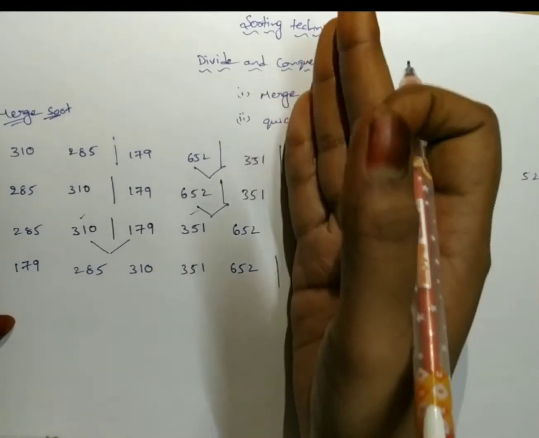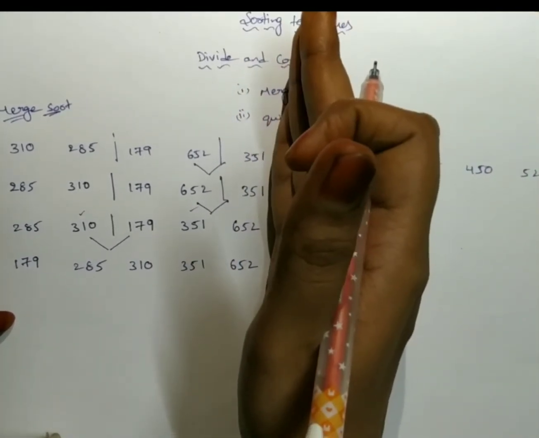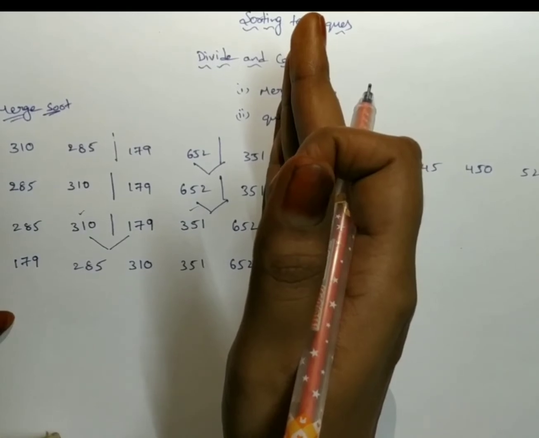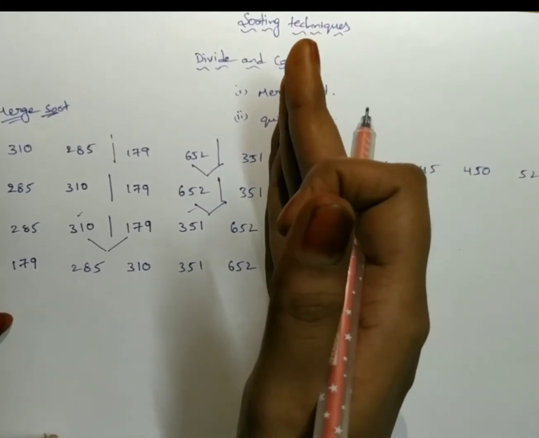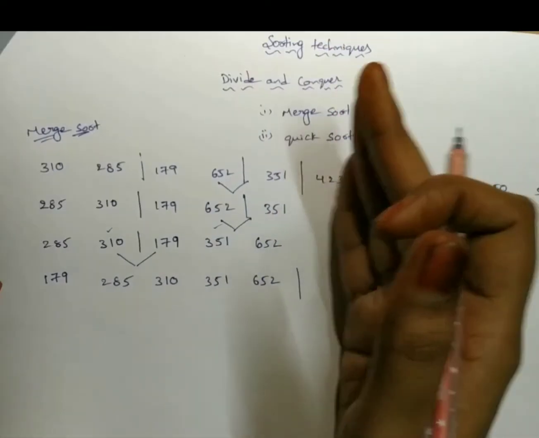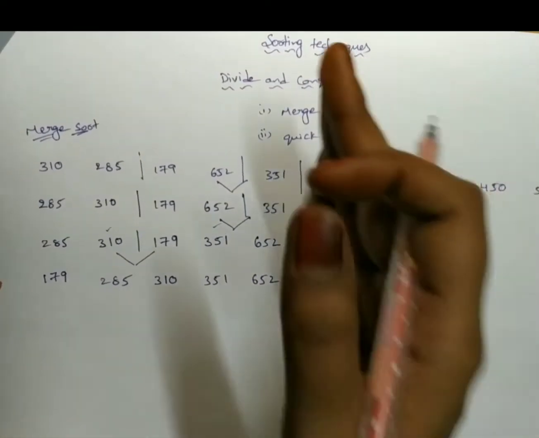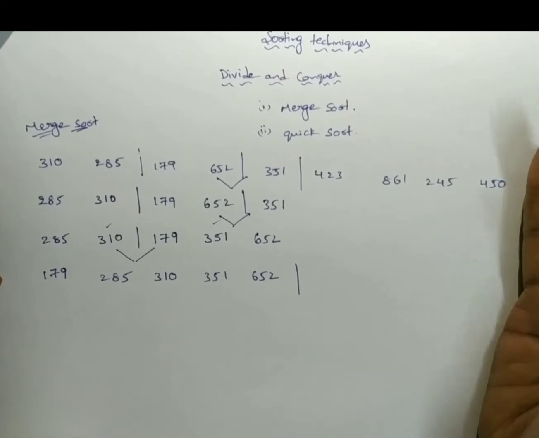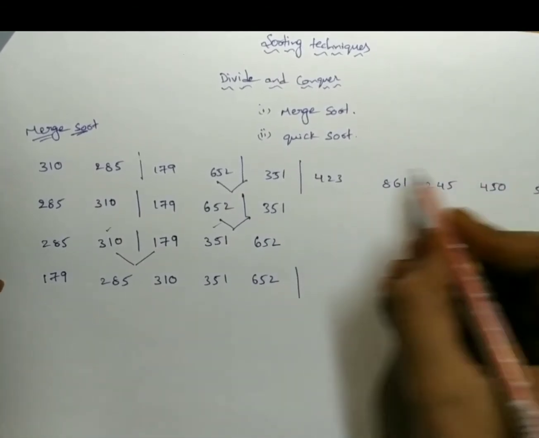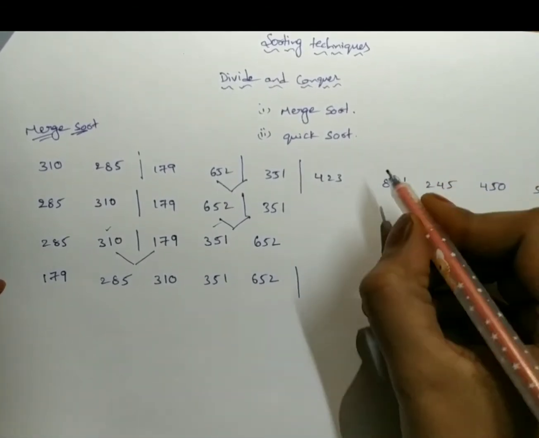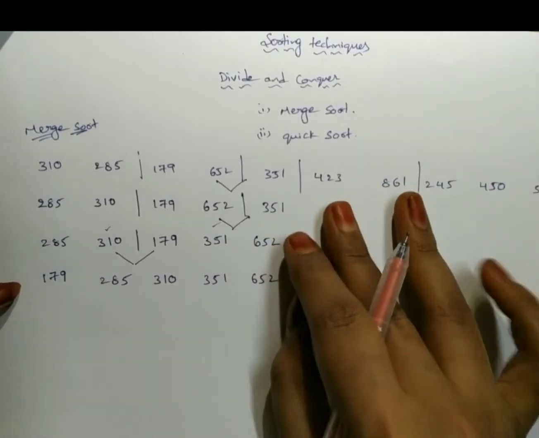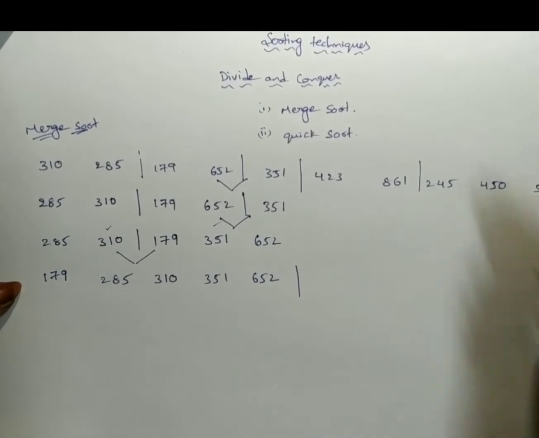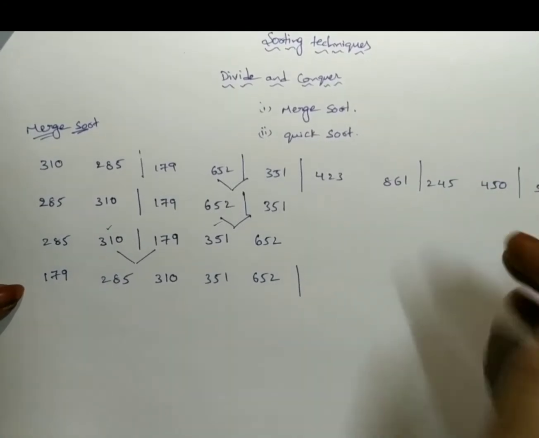Till here we have completed half of the list of elements for performing the merge sort operation, and now I am performing the merge sort operation with the second half. See here also we have 5 different elements, and these 5 elements will be divided into 2 halves. Here we have 2 different elements, here also we have 2 different elements. These are also divided into 2 halves.